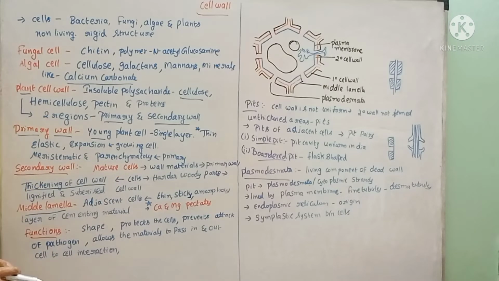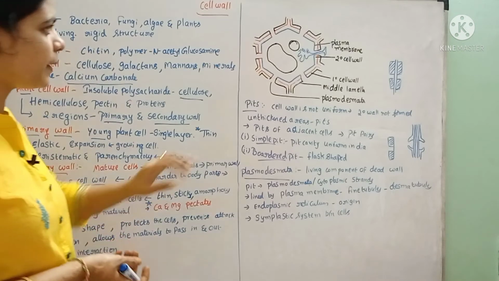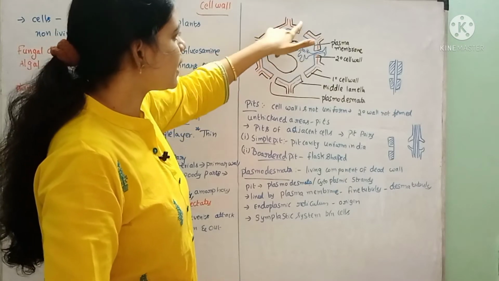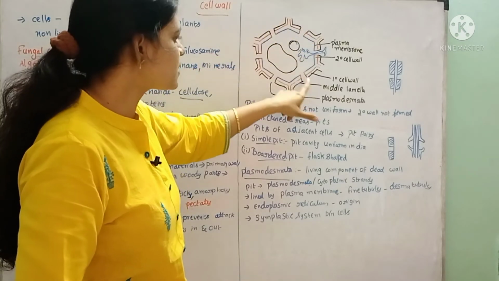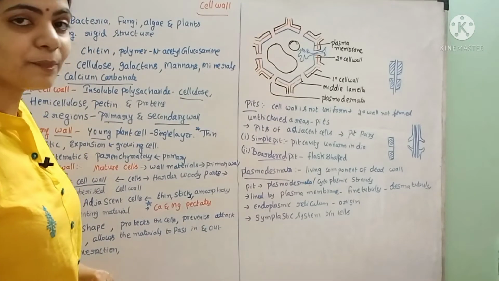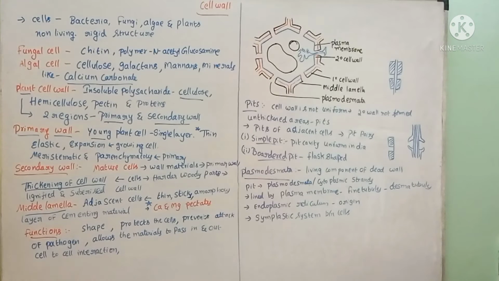And if you see the middle lamella and the cell walls, these are cell walls and this is the middle lamella, they are traversed by plasmodesmata. These gap-like structures are present, right? These are called plasmodesmata. Now we will see the functions of the plasmodesmata also.